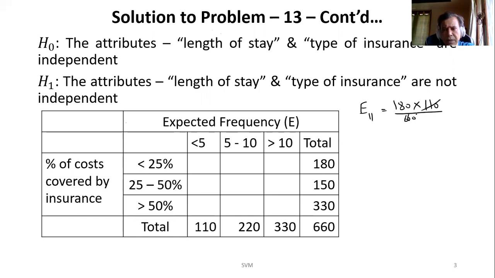So this goes with this 6 times. So 180 by 6 becomes your 30. So straight away we can mention here the expected frequency as 30.